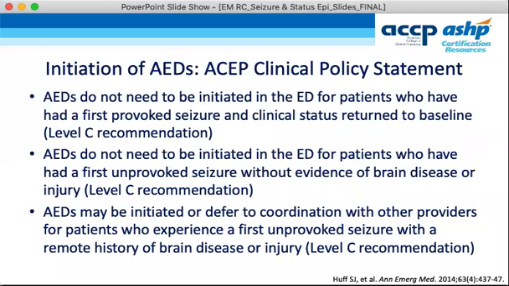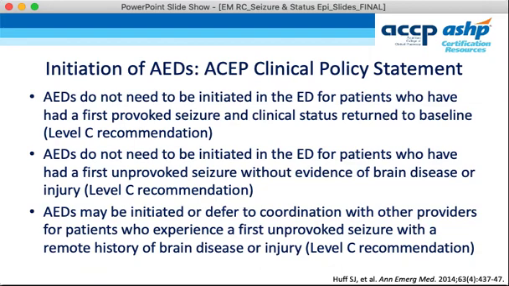If we look at our policy statement, looking at ACEP, they state anti-epileptics do not need to be initiated in the ED for patients who have had a first provoked seizure and their clinical status has returned to baseline. Anti-epileptics do not need to be initiated in the ED for patients who have had a first unprovoked seizure without evidence of brain disease or injury.